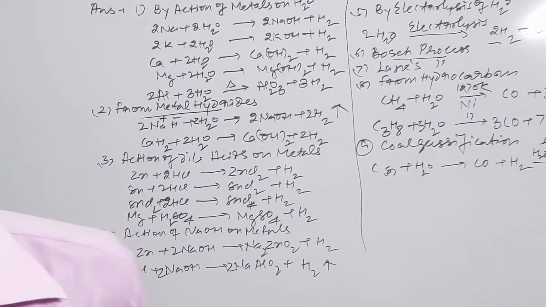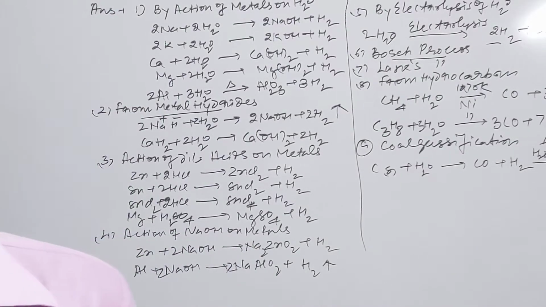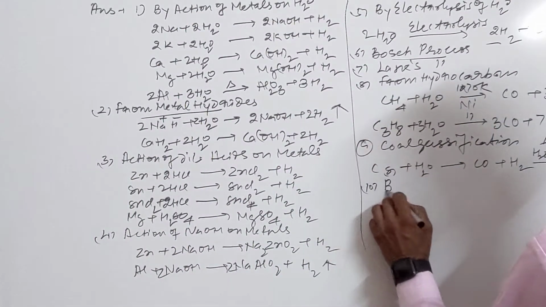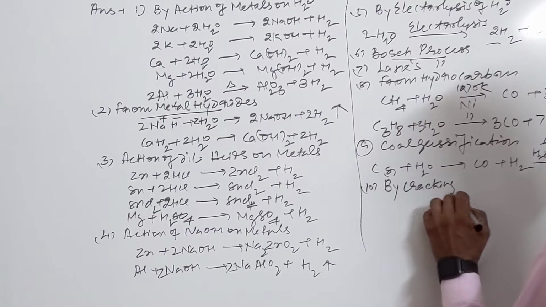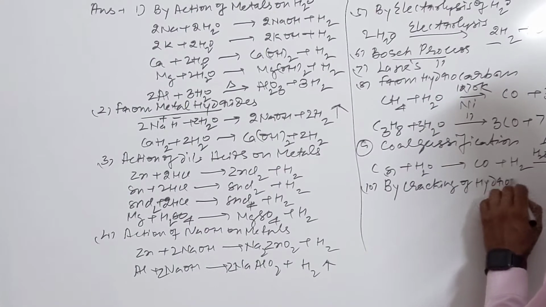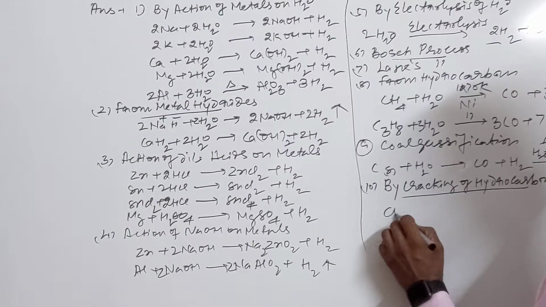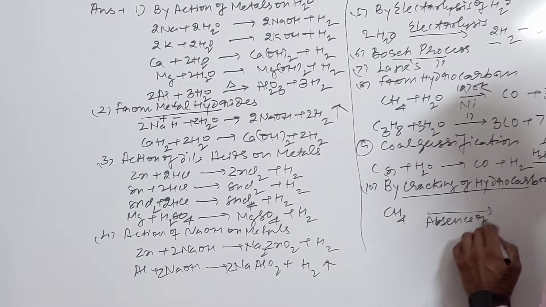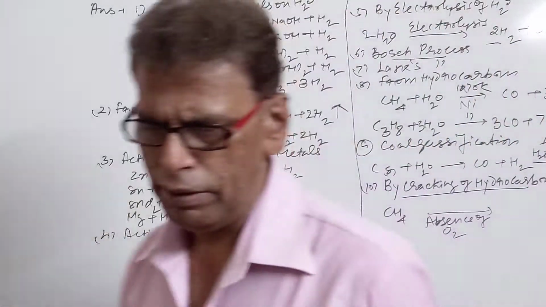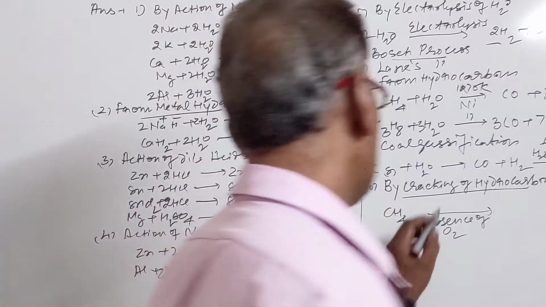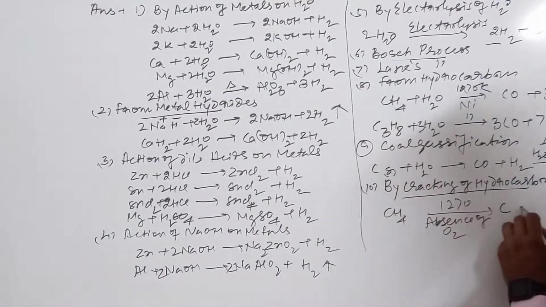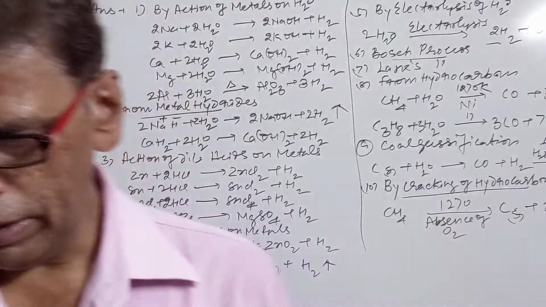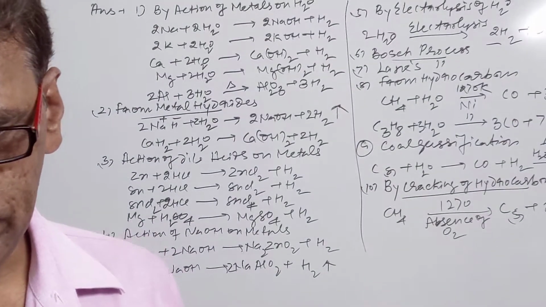So these are the ways how we prepare dihydrogen. It can also be prepared by the cracking of hydrocarbons. When hydrocarbons are heated in the absence of air at very high temperature, around 1270 Kelvin, hydrocarbons decompose to give you carbon plus hydrogen gas. So this is also obtained by decomposition of the hydrocarbon gases.